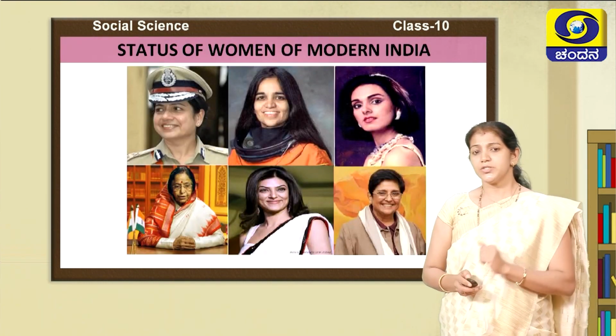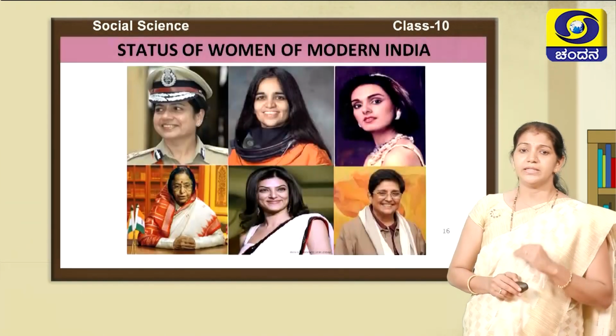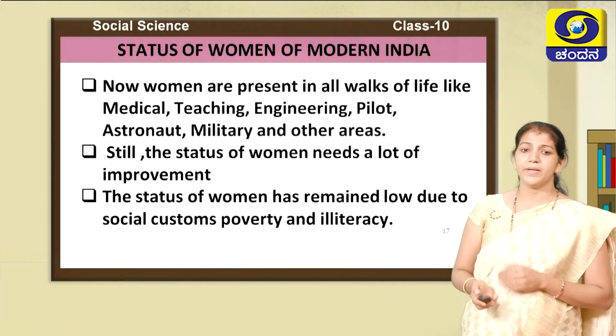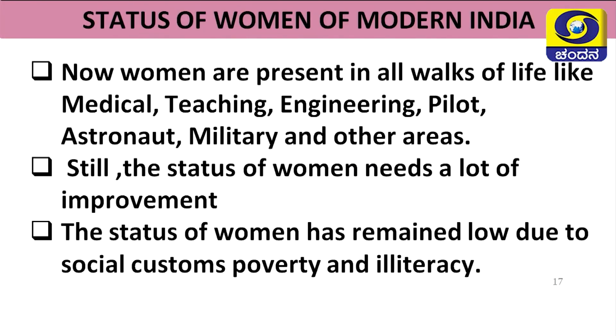What is the status of women in modern India? In modern India, women are participating in different fields. They have become doctors, engineers, teachers, pilots, astronauts, and they are also participating in defense. They participate in the military force too. So, in the modern world, women are participating in all fields. Still, the status of women needs a lot of improvement.